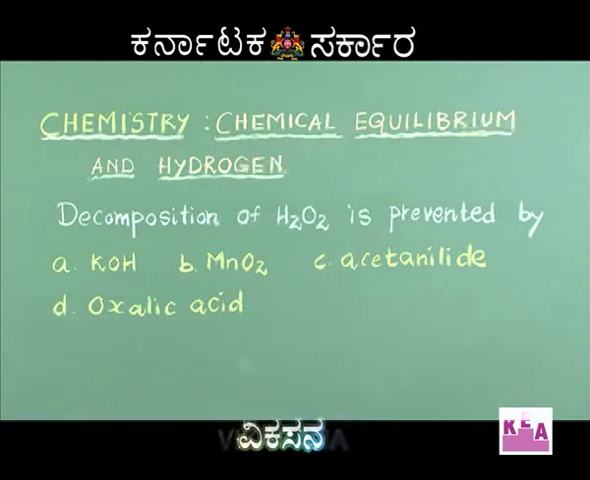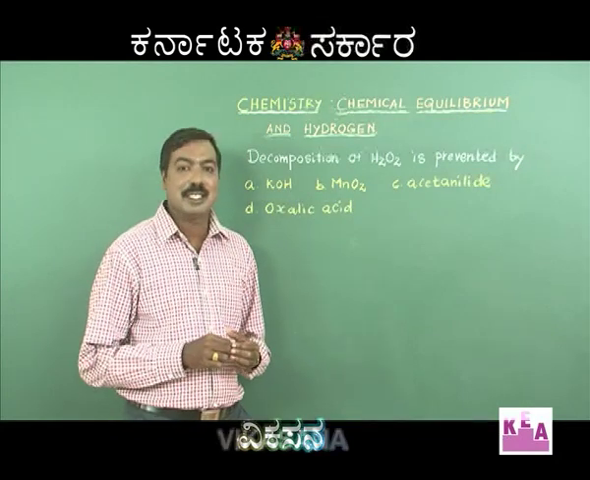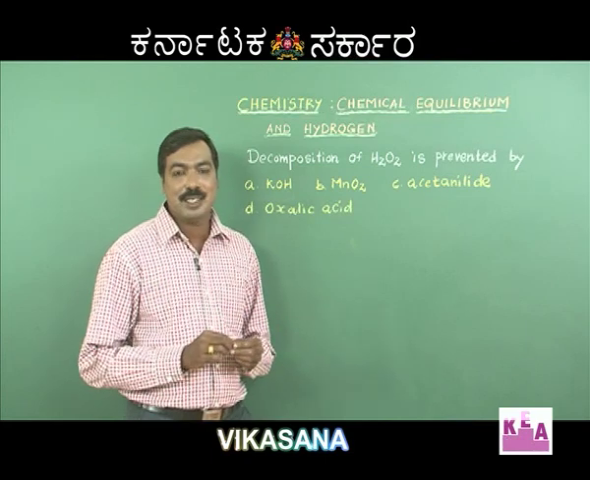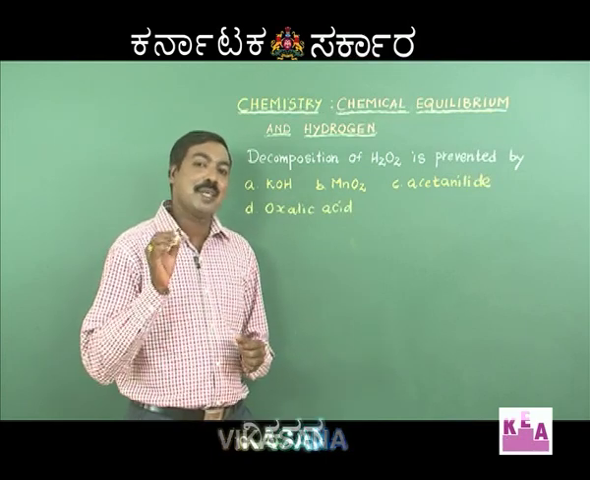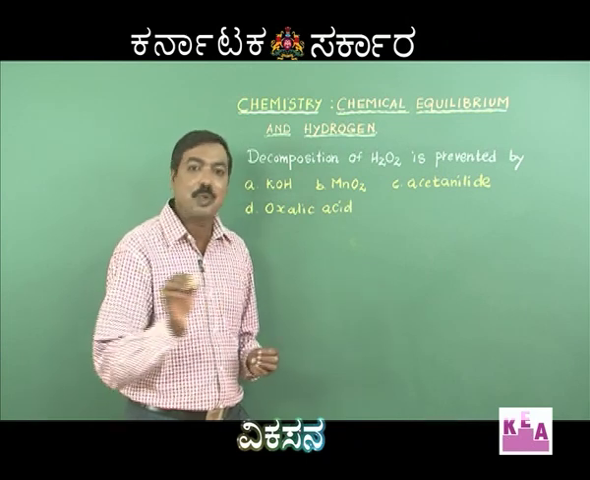Our next question. Decomposition of hydrogen peroxide is prevented by option A, KOH, option B, the addition of MnO2, option C, the addition of acetanilide, option D, oxalic acid. Hydrogen peroxide is very much unstable. It undergoes decomposition. The decomposition can be retarded by the addition of, underline this statement, a textbook answer.